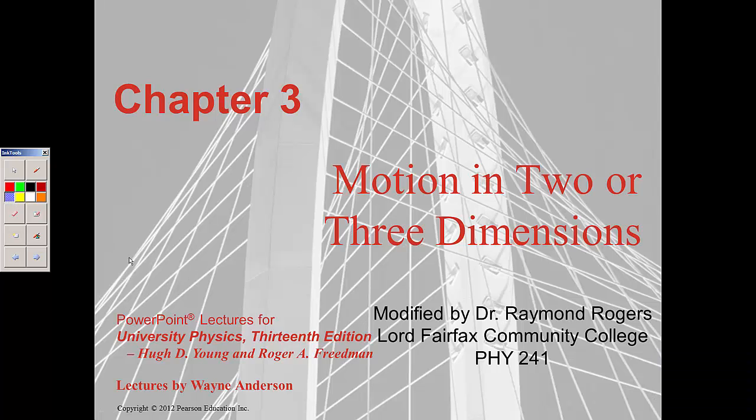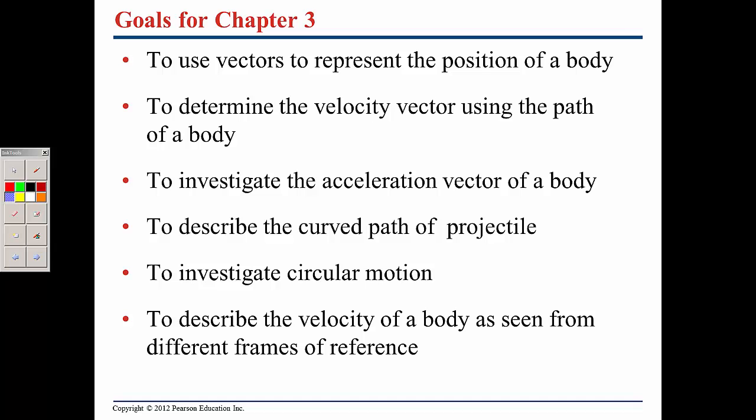Okay, this is Chapter 3, Motion in 2 or 3 Dimensions. And what we're really going to do is extend everything that we've learned about kinematics into 3 dimensions. We're going to use vectors to represent the position of the body, not just in the x or the y dimensions alone, but in the x, y, and z dimensions. And the definition of velocity is surprisingly similar to what we learned for 1 dimension.